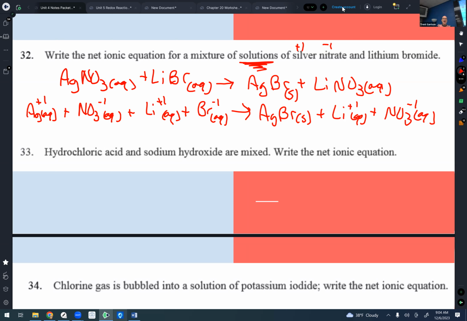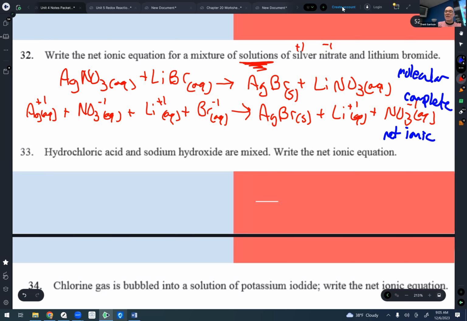Now look at this, this is my complete ionic. So I will label these. This is my molecular, oh, misspelled. Molecular, this is complete. And then the last one is going to be the net ionic. So now we get to cancel out anywhere we have identical ions on the left and right side.